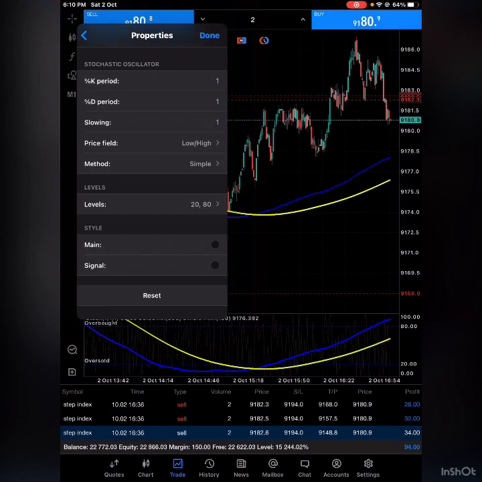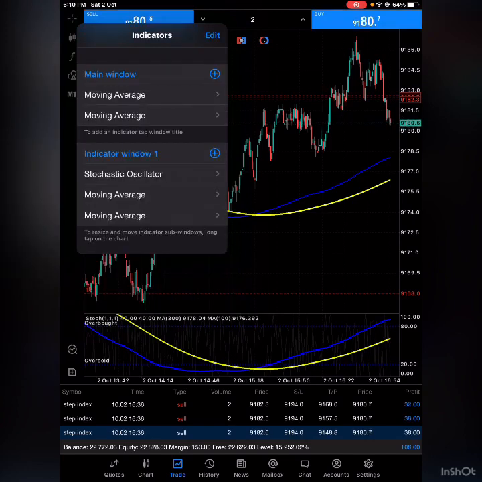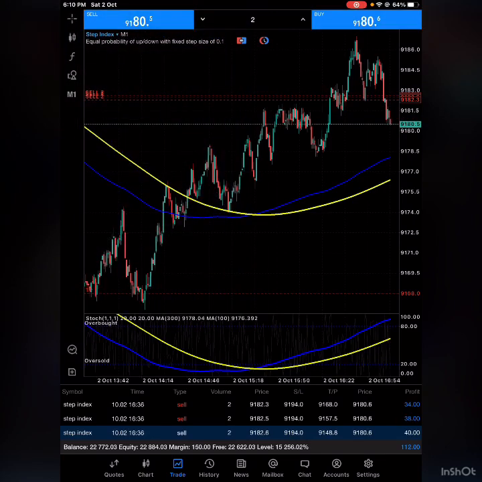So like we have, then after that, you click on done. Don't forget levels 80 and 20. Normally the default levels are 80 and 20. So we just need it for the levels, like I said.